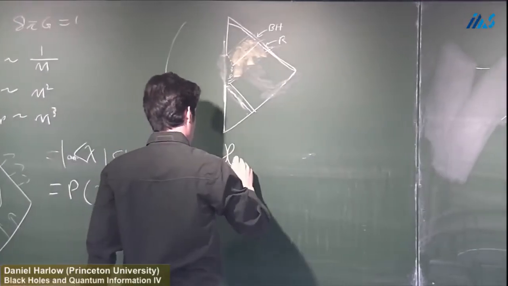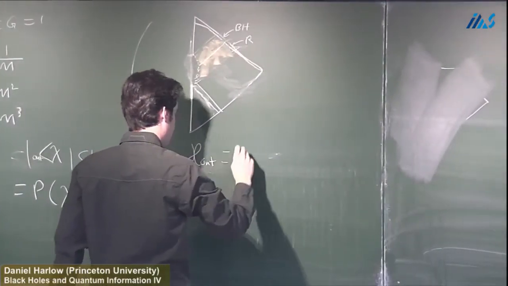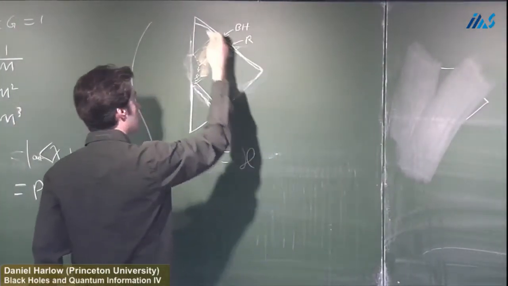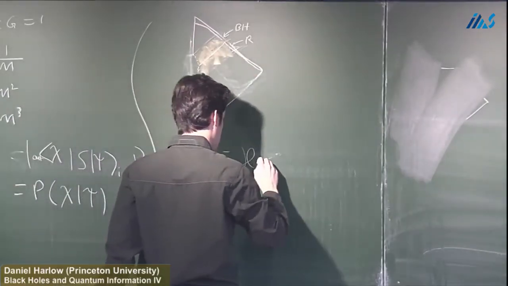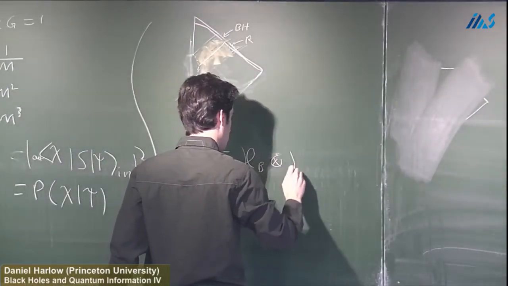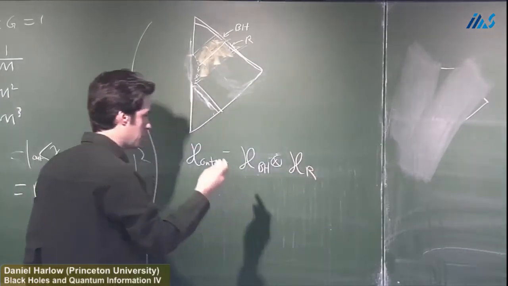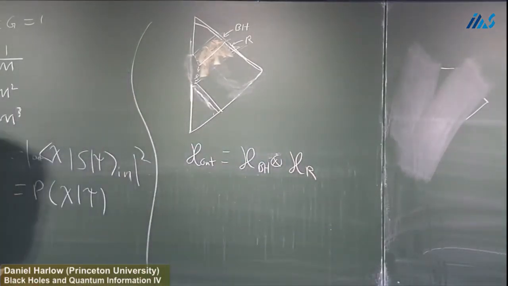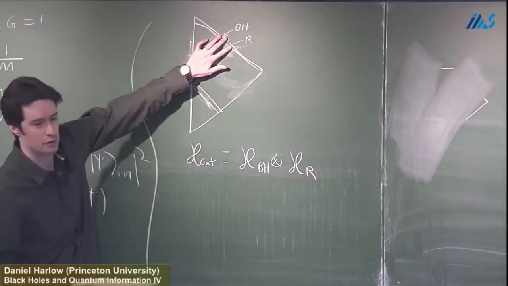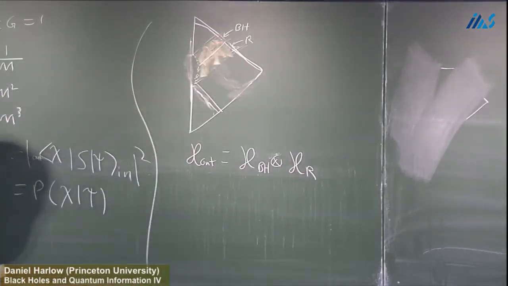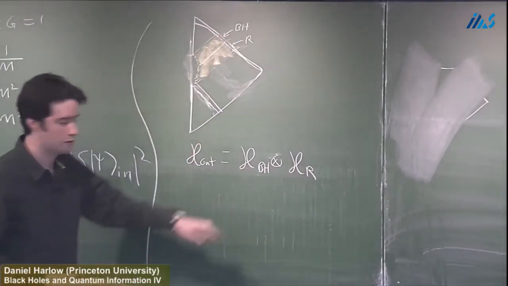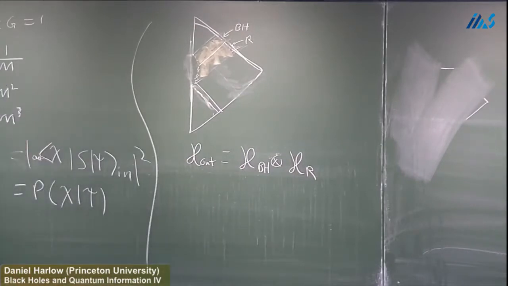So I can write this more formally. I take the Hilbert space of the out states here and I decompose it into a tensor product of what I'll call the black hole and the radiation. Although really both are in the radiation, but the names are sort of what they conceptually mean.